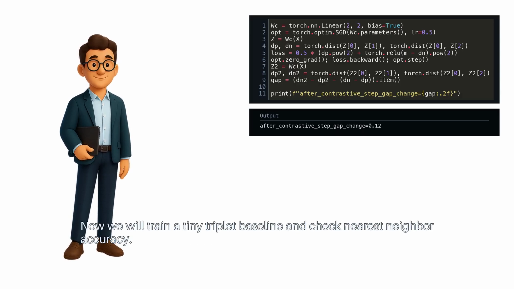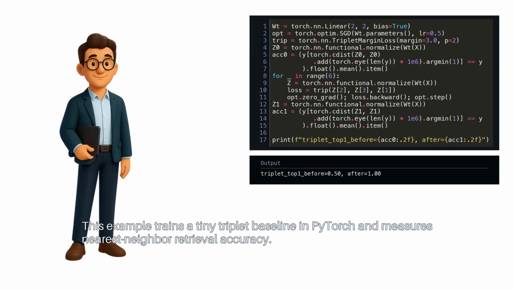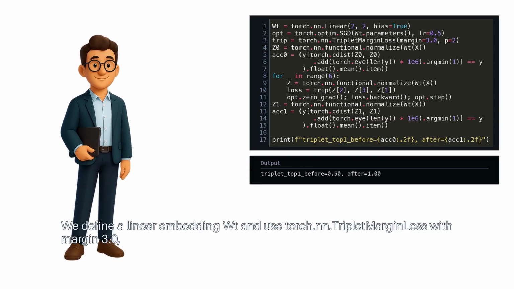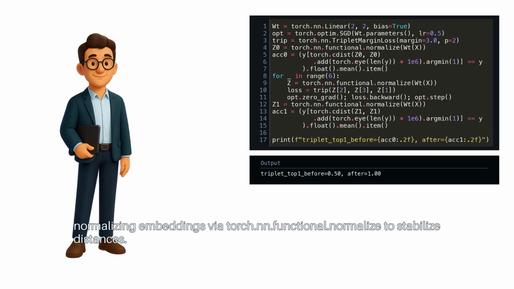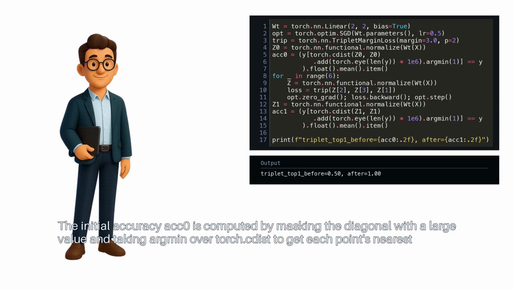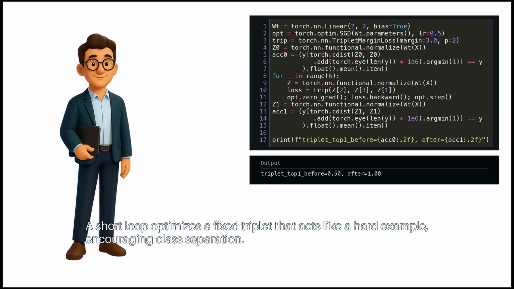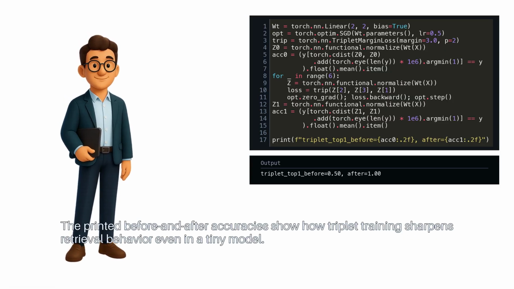Now we will train a tiny triplet baseline and check nearest neighbor accuracy. This example trains a tiny triplet baseline in PyTorch and measures nearest neighbor retrieval accuracy. We define a linear embedding, Wt, and use torch.nn.TripletMarginLoss with margin 3.0. Normalizing embeddings via torch.nn.functional.normalize stabilizes distances. The initial accuracy, acc0, is computed by masking the diagonal with a large value and taking argmin over torch.cdist to get each point's nearest neighbor. A short loop optimizes a fixed triplet that acts like a hard example, encouraging class separation. More steps generally improve accuracy until overfitting or saturation. The printed before and after accuracies show how triplet training sharpens retrieval behavior even in a tiny model.